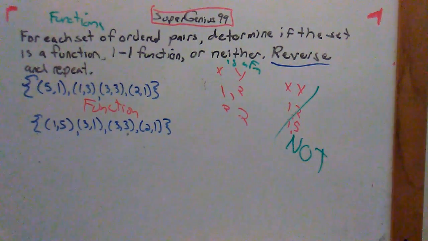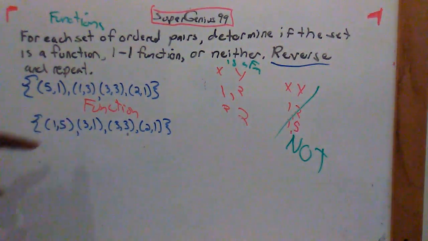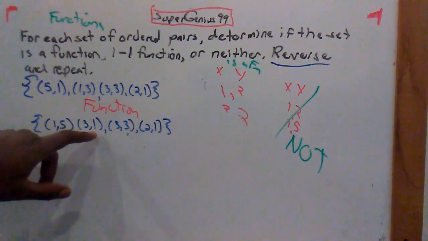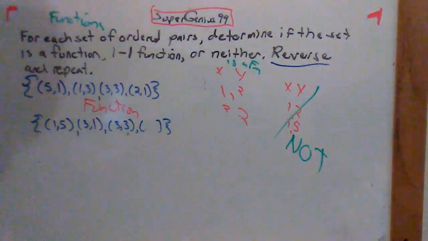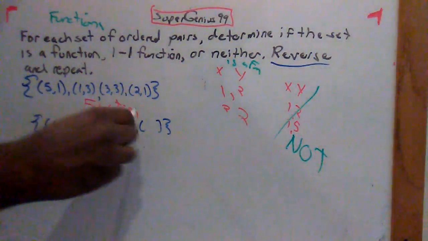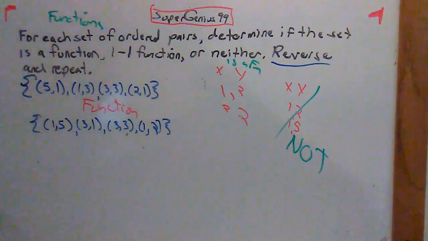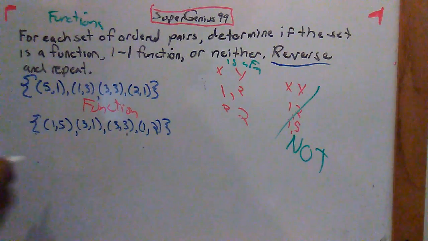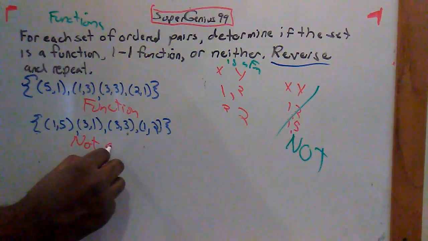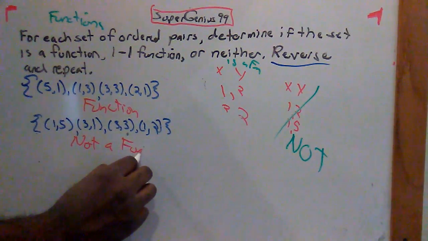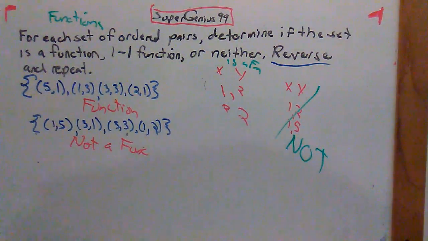Okay, so it is reversed. So is this a function? 1, 3, 3, 2. Oops, I didn't reverse my last one correctly. 1, 3, 3, 1. So this is clearly not a function. And if something is not a function, then it's definitely not a one-to-one function.